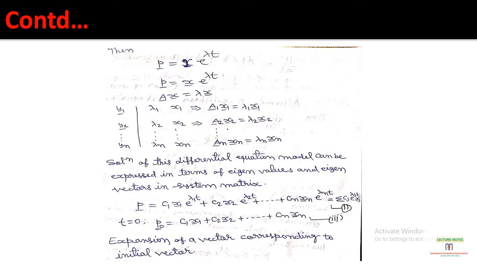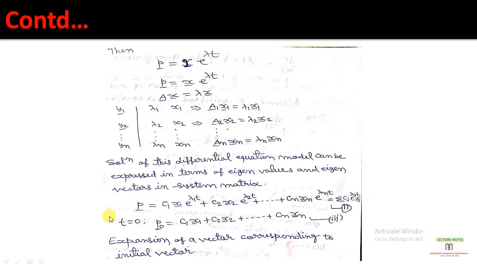So how will we expand this? By using Taylor series we can expand this equation. So p equals C1 x1 e to the power lambda 1 t plus C2 x2 e to the power lambda 2 t plus dot dot plus Cn xn e to the power lambda n t, equals summation Cj e to the power lambda j t xj.